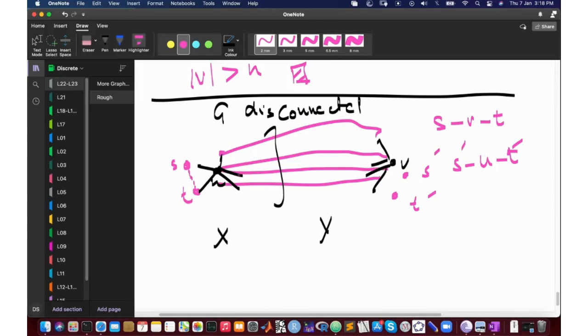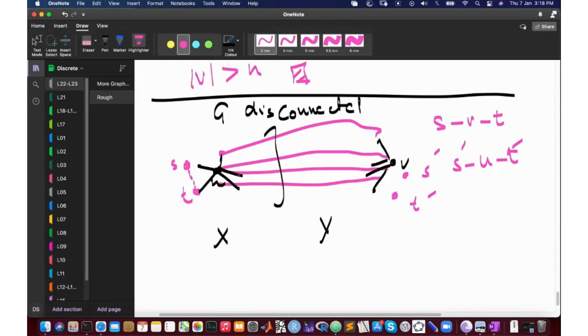Okay, let me try to conclude the proof. The statement says that I assume G is disconnected, which means there is a set of vertices which are connected to U, let's call it X, and there is a set of vertices which is not connected to U, and let's call them Y, which contains at least one vertex, and we named that vertex V. Now I'm going to show you that every pair of vertices in G complement is connected by a path.